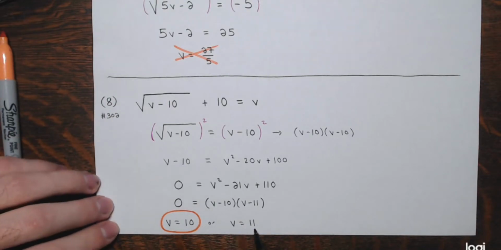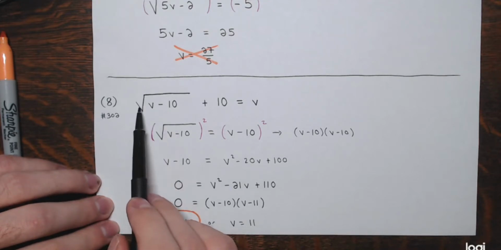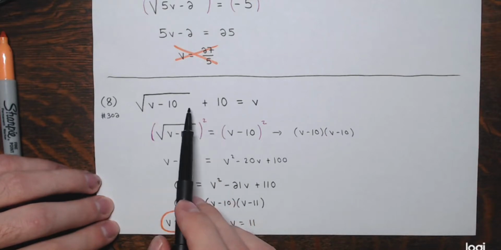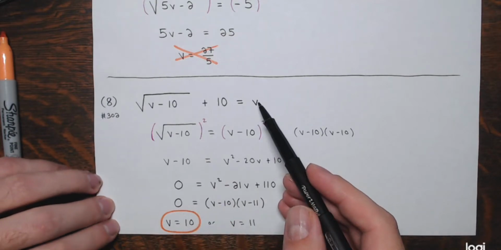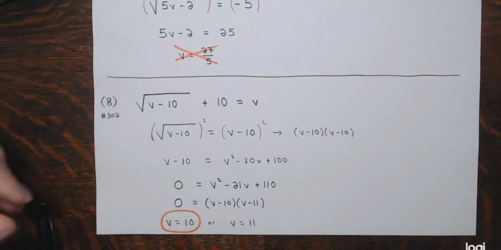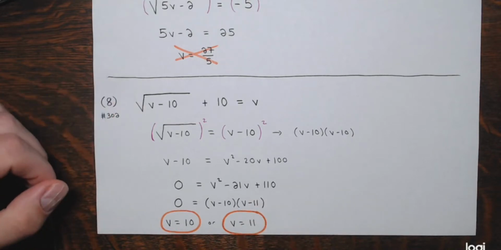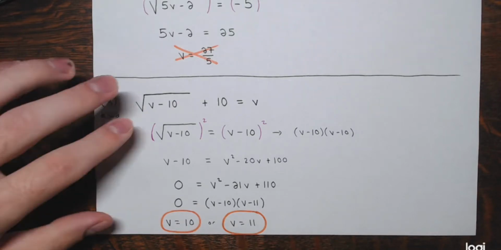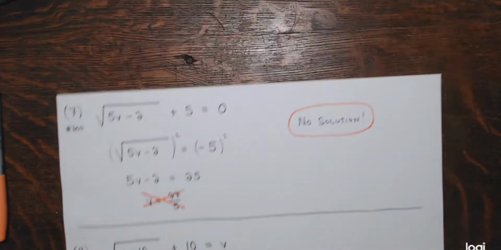Let's check v equals 11. If I put in 11 for v, 11 minus 10 is 1. The square root of 1 is 1. 1 plus 10 is 11. So I'd have 11 on the left side, and v equals 11, right? But 11 on the right side. I'd have 11 equals 11, which is true. So both of these are solutions, not just one. Right? Both of them work. So positive 10, positive 11, both make this true. Fantastic. All right. Next question. Very similar to this last one. All right, so question 9.